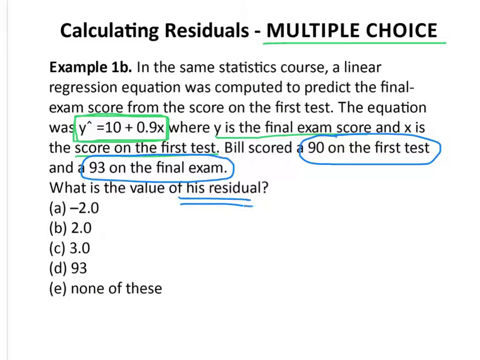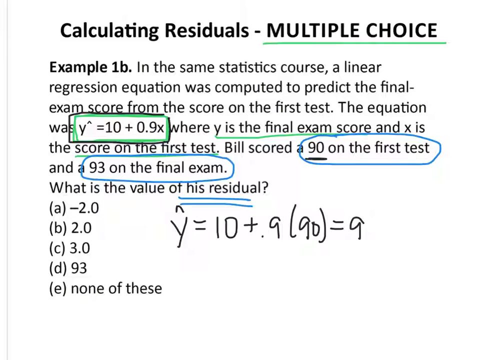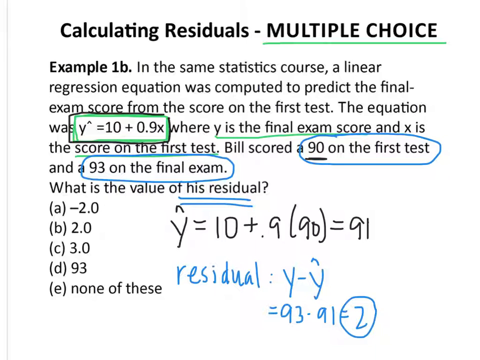What is his residual? If I think about finding his residual, I first need to find y hat. What was predicted for him to get based on a 90 on his first test? If I do 10 plus 0.9 times 90, I get 91. So it was predicted that he got a 91, but he actually got a 93, so his residual is y minus y hat. That's 93 minus 91, which gives him a residual of 2.